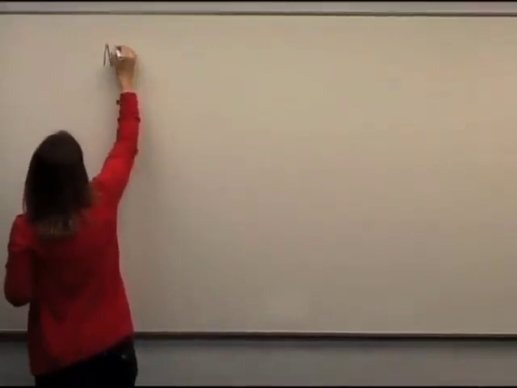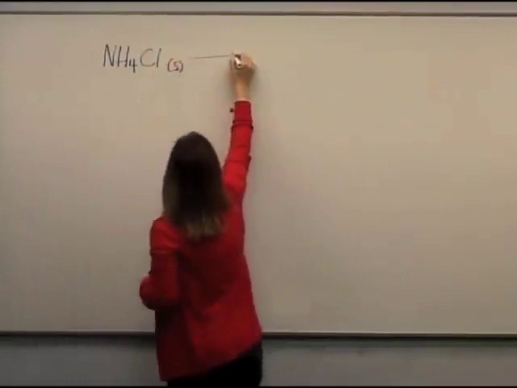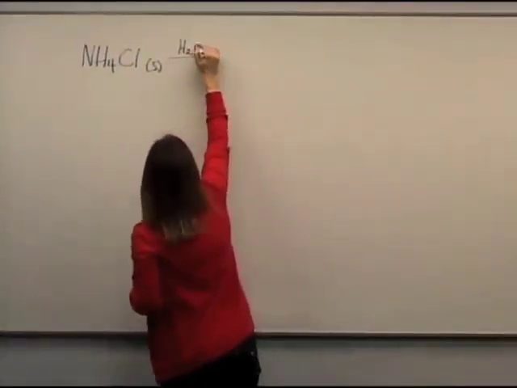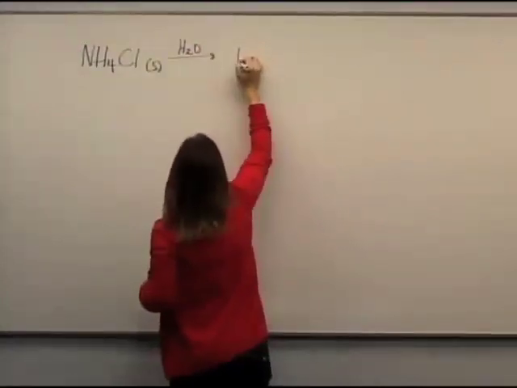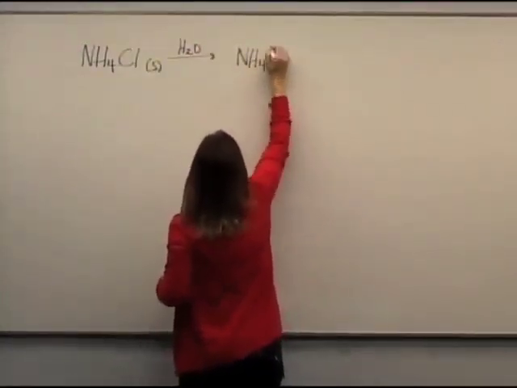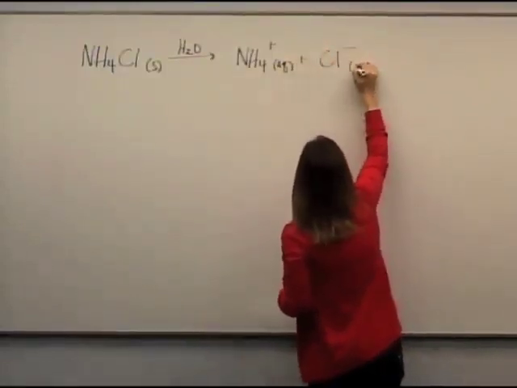So let's take a look at a solution of ammonium chloride. So we'll take our solid compound, throw it into water again, and ask ourselves, is that going to be an acidic, basic, or neutral solution? And remember, here's a polyatomic ion.